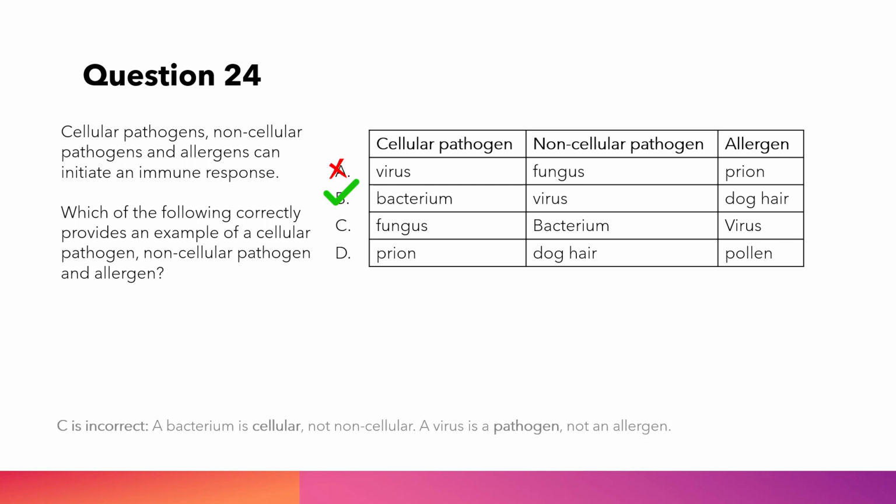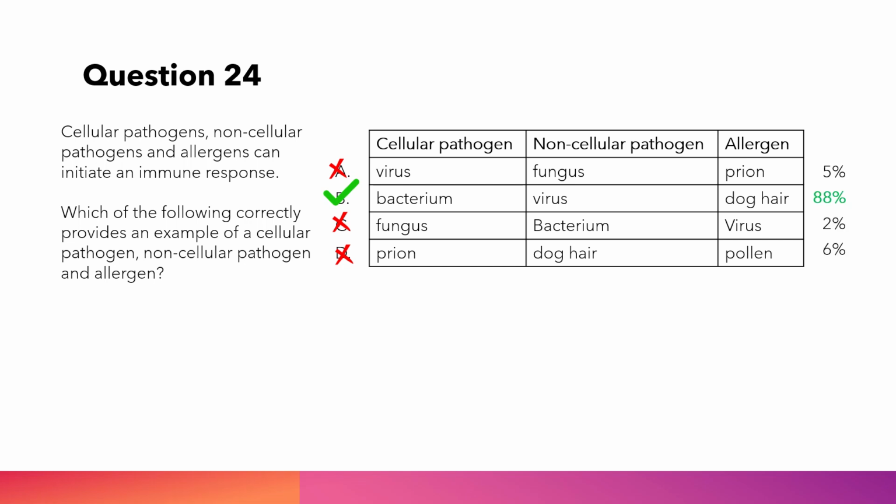C is incorrect. A bacterium is cellular, not non-cellular. A virus is a pathogen, not an allergen. D is incorrect. A prion is non-cellular, and dog hair is an allergen, not a pathogen.